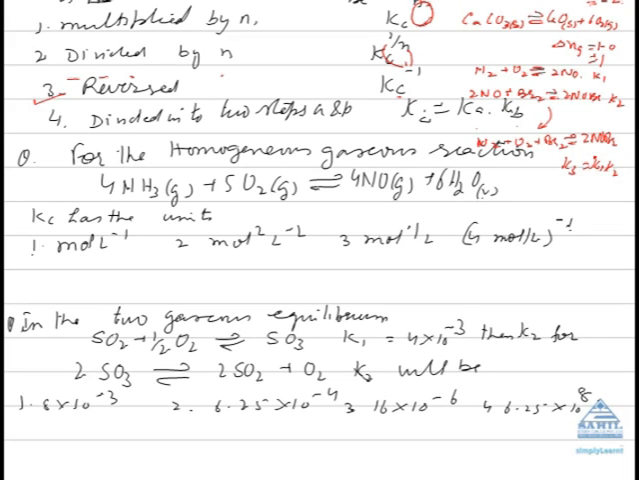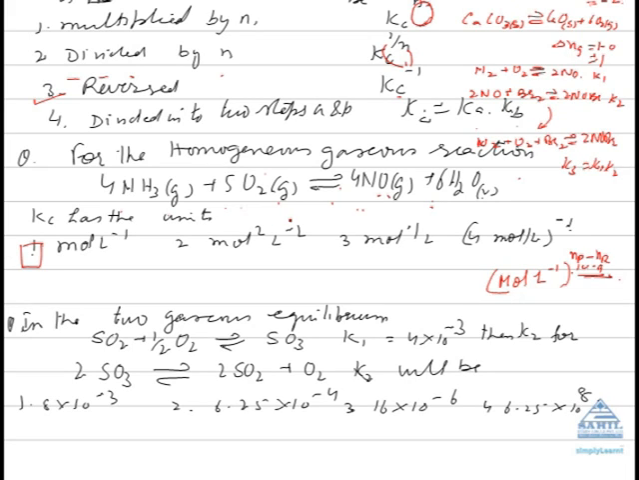Now let us study a few examples in order to clarify this. For the homogeneous gaseous reaction, 4 ammonia gas plus 5 O2 gas gives 4 NO gas plus 6 H2O, Kc will have the units. The units of Kc will basically be moles per liter raised to the power of the number of gaseous products minus reactants involved in the equilibrium constant expression. Now in this case, the number of moles on the product side is 10, and that on the reactant side is 9. So moles per liter raised to the power 10 minus 9, that is to say 1. Hence the correct answer will be 1.